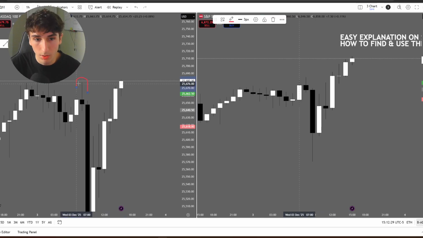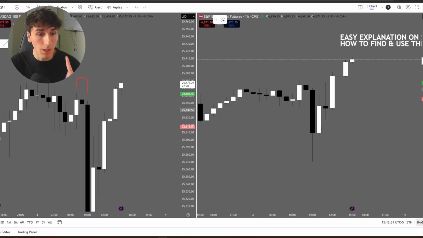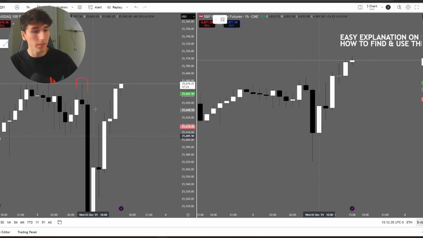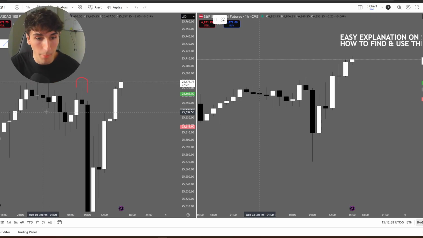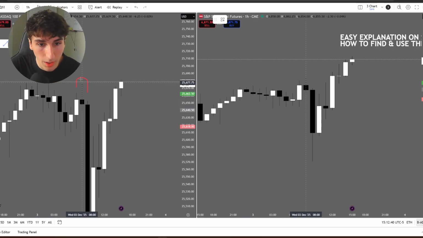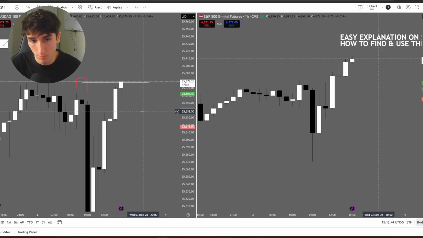And as we can see, if we mark it out, by the way, a tip to mark them out: on the left hand side of TradingView, there's a magnet. I don't know why you guys can't see it on my screen right now, but there's a magnet. Use that to draw out levels and then hold shift and you can make straight lines. It's amazing. If you don't know about it, know about it.